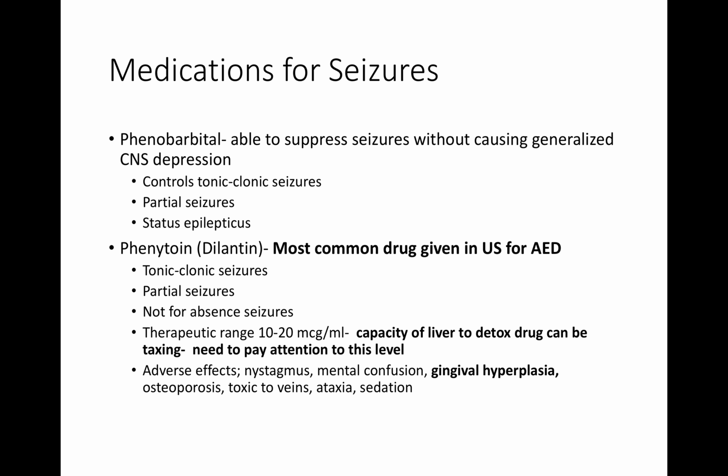And the therapeutic range, again, it's another one like our aminophylline or bronchodilators, in 10 to 20 micrograms per cc. So there's our number again. And what's noted here, capacity of the liver to detox the drug can be taxing. So we have to pay special attention to this level so that we don't hurt the liver.